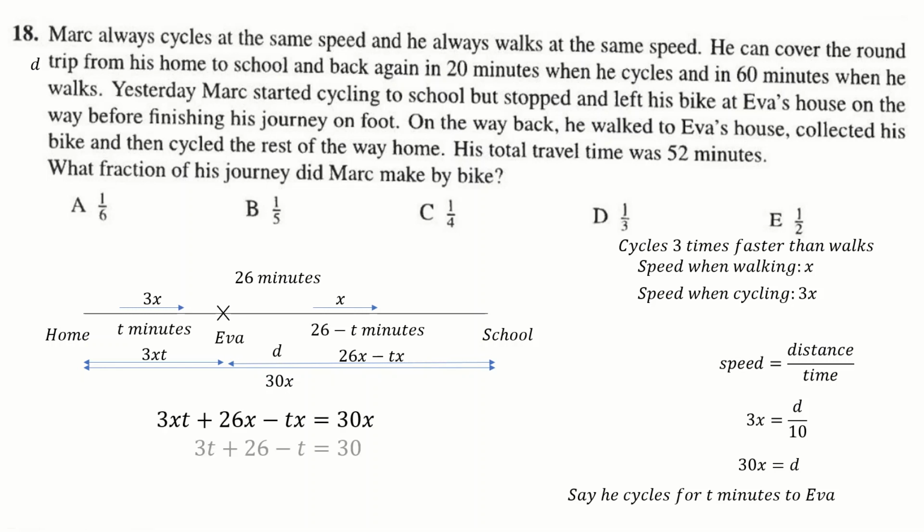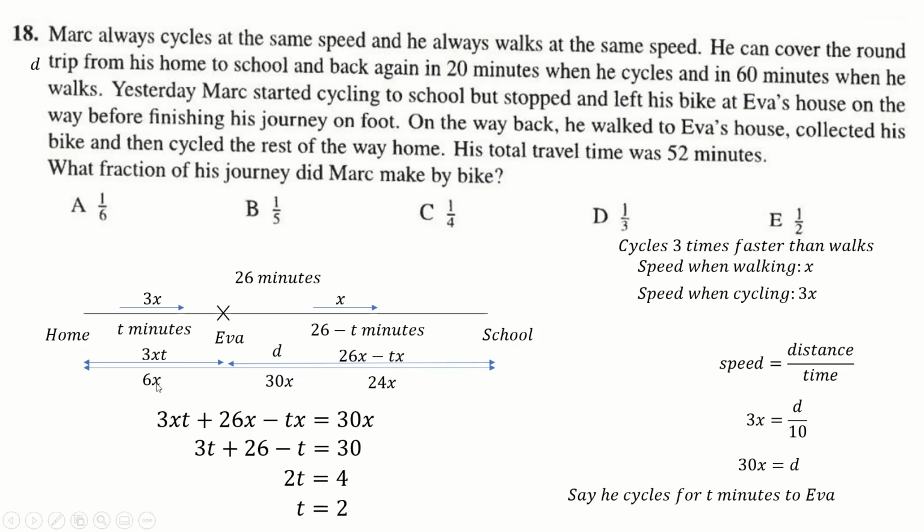X's are everywhere, so just cancel them all out. And this solves for t quite quickly. And so the time he takes to get to Eva's house by bike is 2 minutes. Well, how far does he travel in those 2 minutes? Well, he travels 6x distance, just replacing this t with a 2. And replacing this t with a 2, you get 24x.